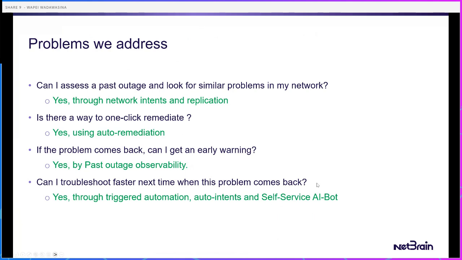Lastly, can I troubleshoot faster next time when this problem comes back? Yes, you can do that through triggered automation, where basically when a ticket comes in, it's going to do the troubleshooting by itself. Or you can do that through auto intent, which is the interactive automation, or you can do that through the self-service AI bot. So let me quickly turn this back here and let's use the AI bot to just see what that looks like.